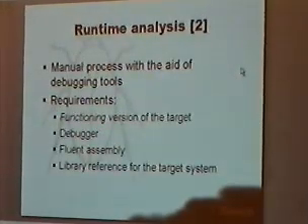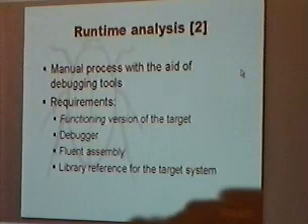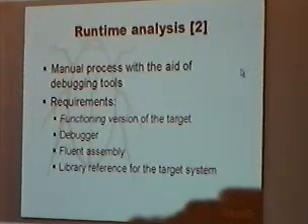It is again a manual process. The requirements are even higher. You need a functional version of the target, which is sometimes difficult. You need a debugger on the same platform. You again need to be fluent in disassembly or in assembly, and again need a library reference.